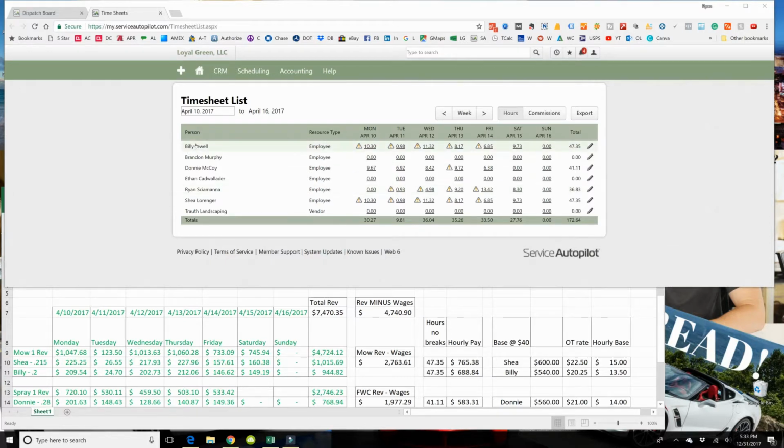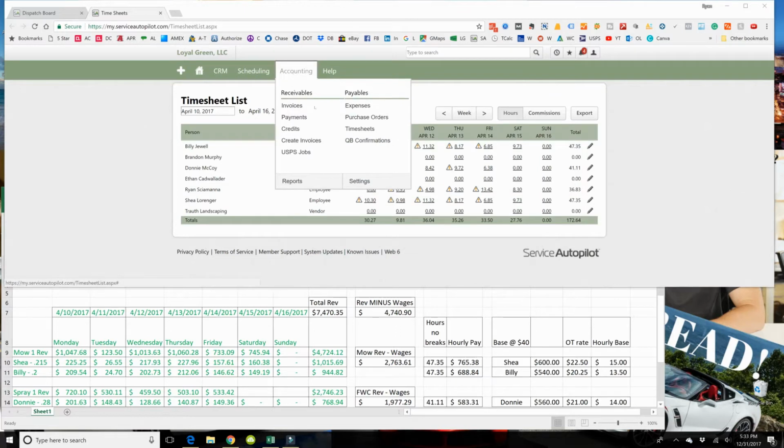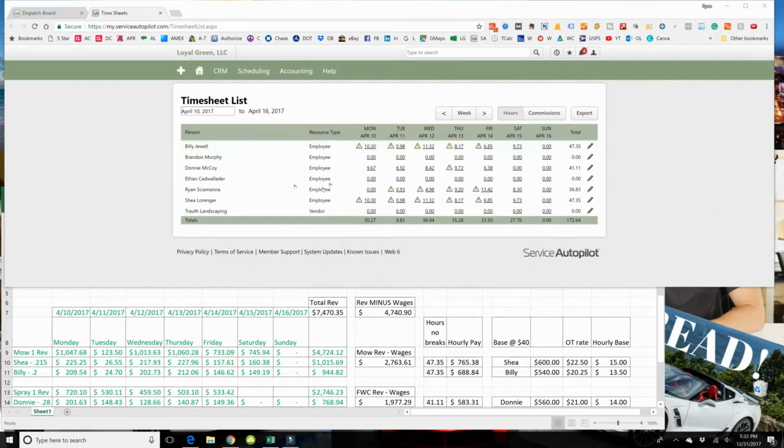So my guys clock in and out using Service Autopilot, and I get their totals for the day right here in this section. You go to accounting, timesheets, boom, you pull up this. I went back to April 10th through April 16th, and this is all that data.